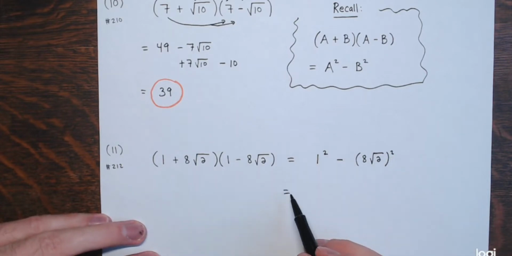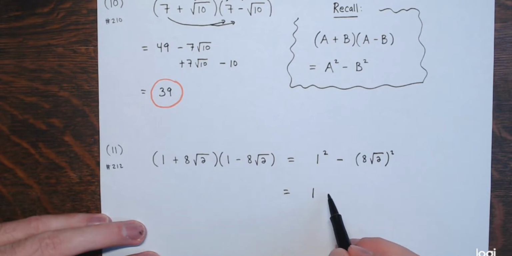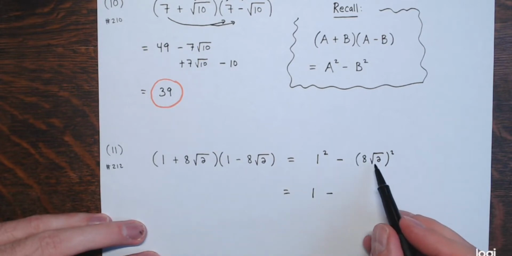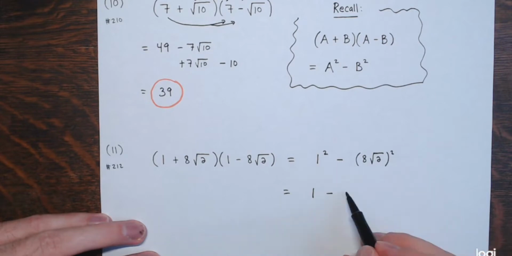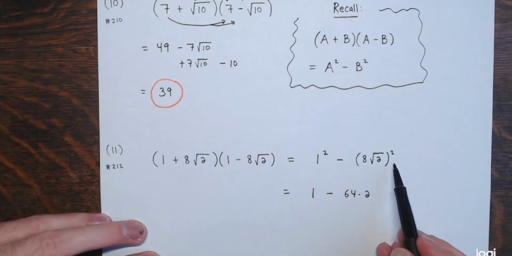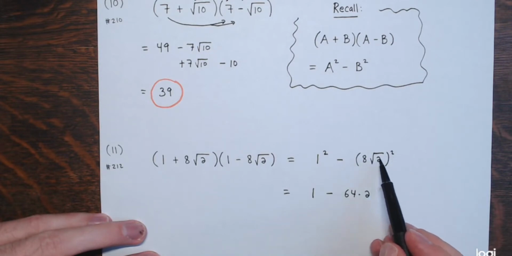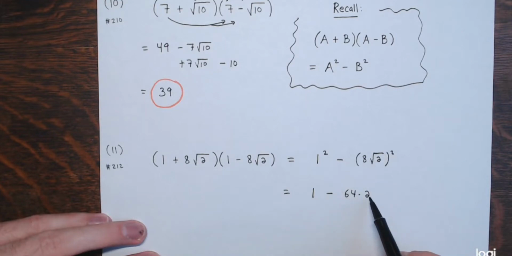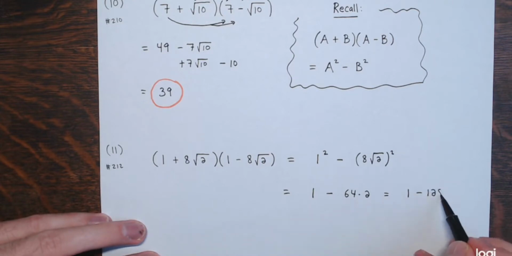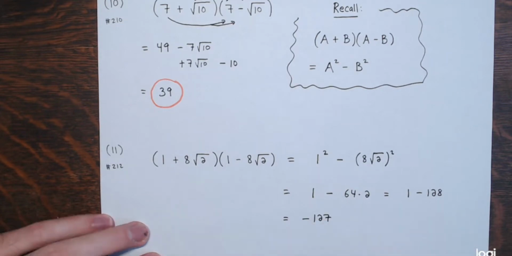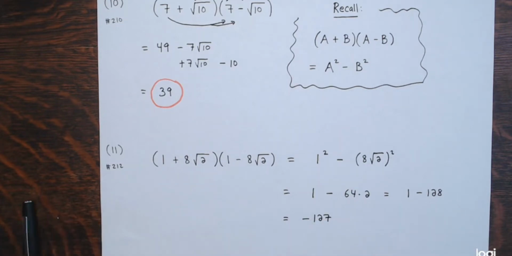Now 1 squared is 1 minus an 8 square root of 2 times 8 square root of 2 again would be 64 times 2. Because 8 times 8, you multiply the non-radical, 8 squared is 64, times the square root of 2 squared, which is just 2. So we end up here with 1 minus 128, which ends up being negative 127.